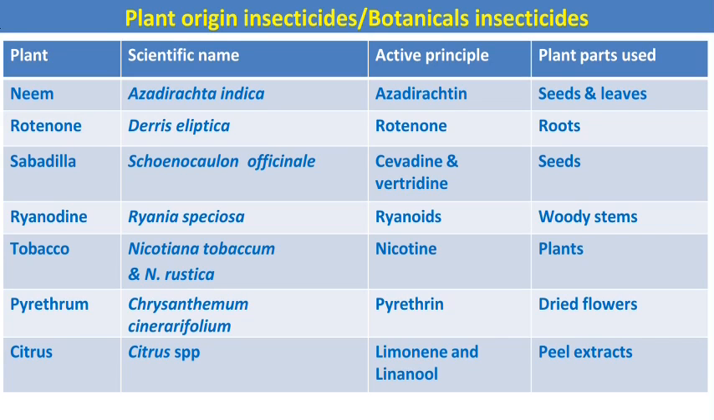Then next is rotenone. It contains the rotenone compounds, which are isolated from roots. Sabadilla is isolated from the seeds of the plant Schoenocaulon officinale. The ryanodine compound, Ryania speciosa is its scientific or botanical name, and the isolated part is the woody stem. Then tobacco contains nicotine. Pyrethrum contains pyrethrins, which are isolated from the dried flowers of chrysanthemum.